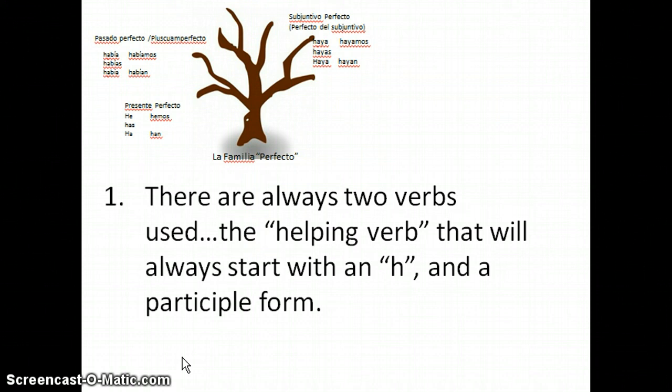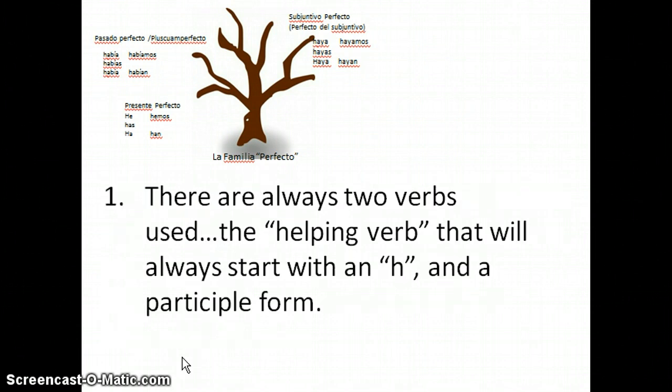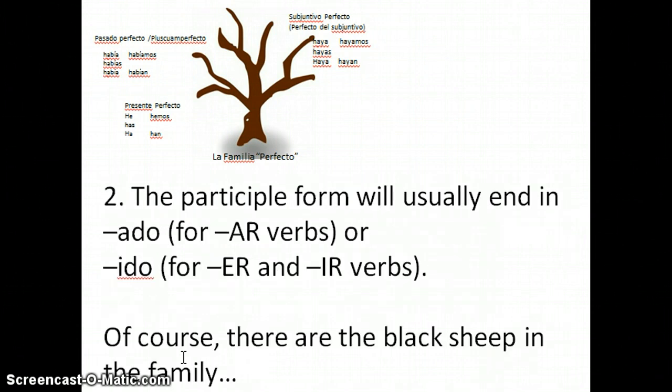Now, we've learned the participle form earlier this year when we did participles as adjectives. This time we're not doing participles as adjectives. We are doing participles as parts of a verb. Therefore, they do not agree in gender and number. They're not going to change at all, except by adding the ado for the AR verbs, or ido for ER or IR verbs. Those are the participle forms.